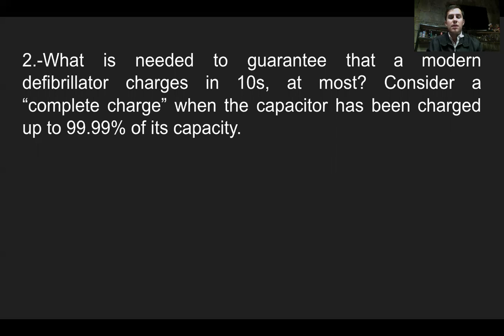Then this question says, what is needed to guarantee that a defibrillator charges in 10 seconds at the most? I think it's to have a good and constant power source, because if you don't have it, it can fail. And also to have as little resistance as you can without damaging the system, because in all the charging formulas, resistance is dividing, so if the value is lower, we will have a faster time.